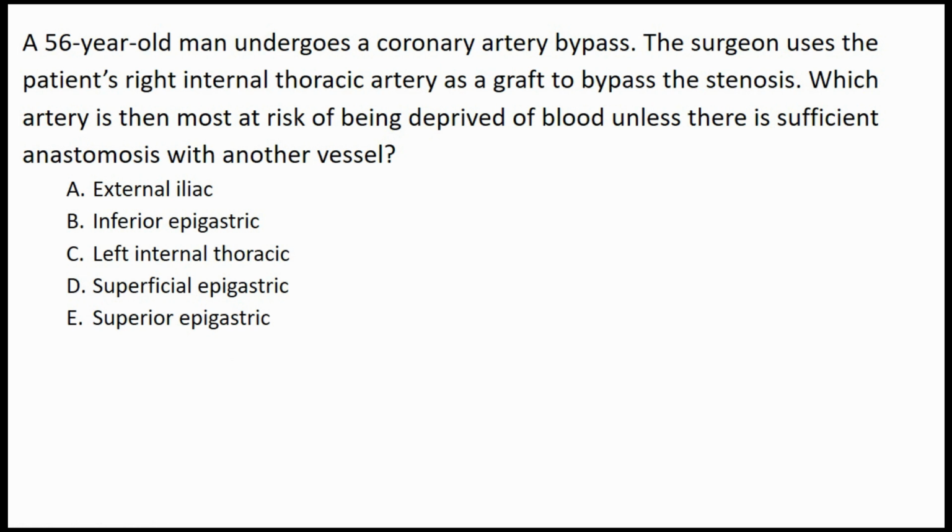All right, so coronary artery bypass has happened. We've used the right internal thoracic artery, so one of its immediate branches is likely going to be deprived of blood unless we've got a little anastomosis elsewhere. So the internal thoracic artery gives off the musculophrenic and superior epigastric artery. So E is the correct answer here.